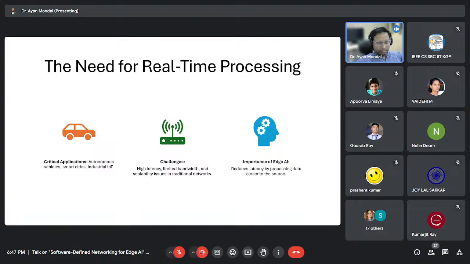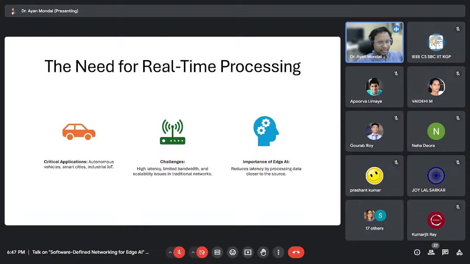It can process the data. If you have multiple edge devices, they can process the data as per the need you have, and it can send the processed data to you.